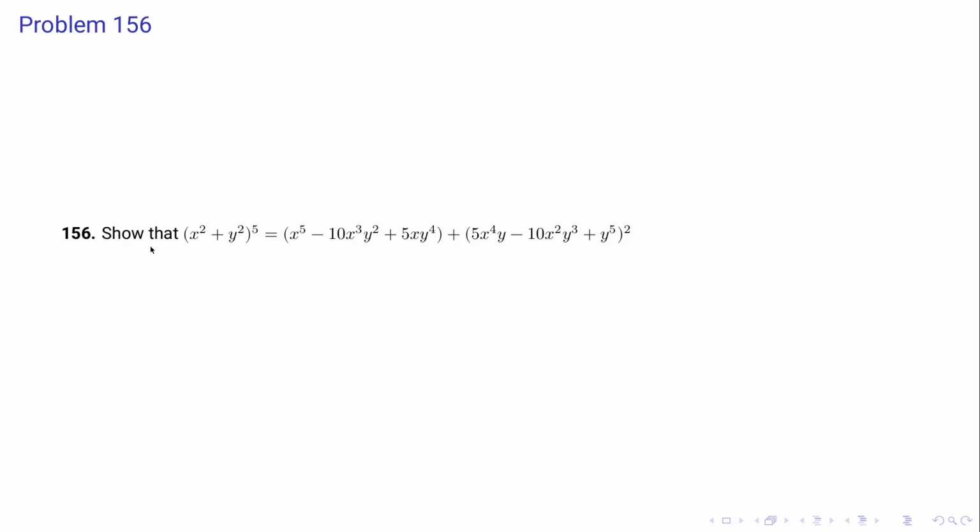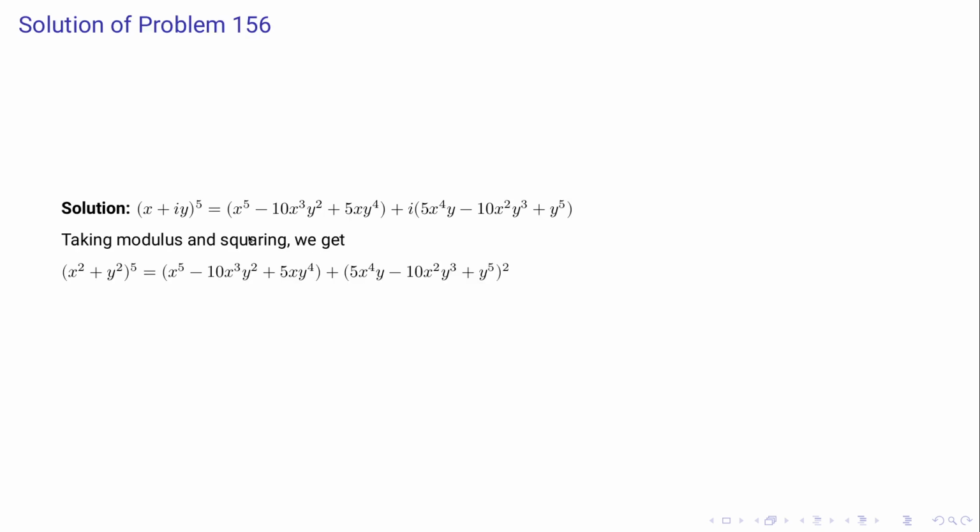Problem 156 says that show that (x² + y²)⁵ is equal to (x⁵ − 10x³y² + 5xy⁴)² + (5x⁴y − 10x²y³ + y⁵)². So we take (x + iy)⁵. We get this as x⁵ − 10x³y² + 5xy⁴ + i(5x⁴y − 10x²y³ + y⁵). Now this is a complex number equation, so we take the modulus and square, we arrive at the desired result.